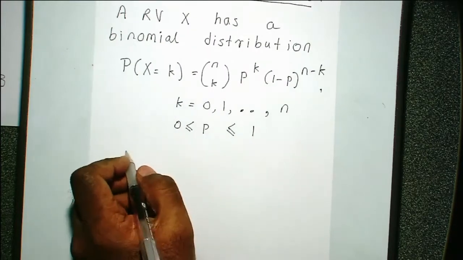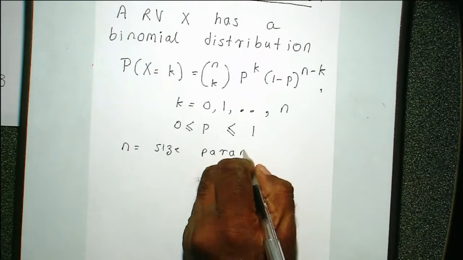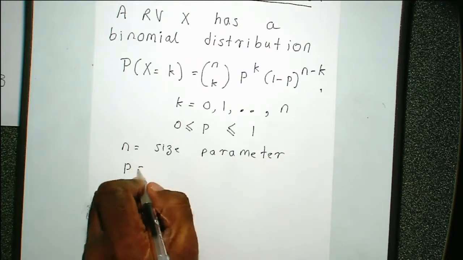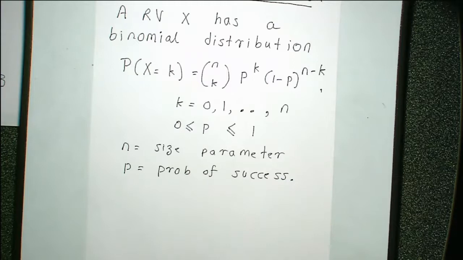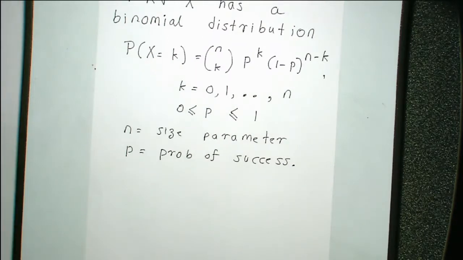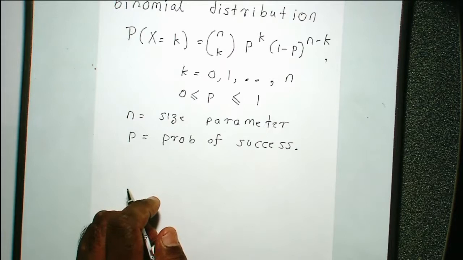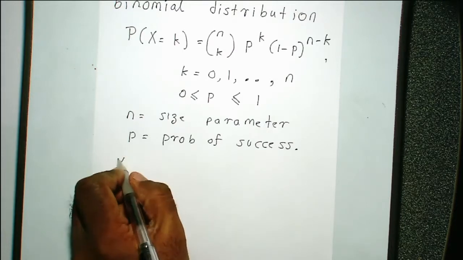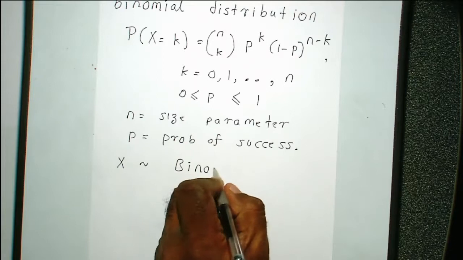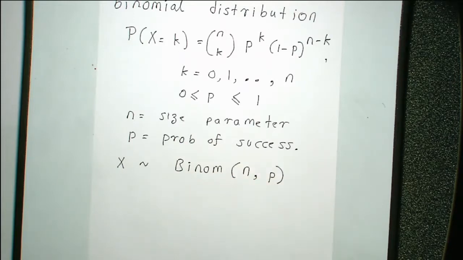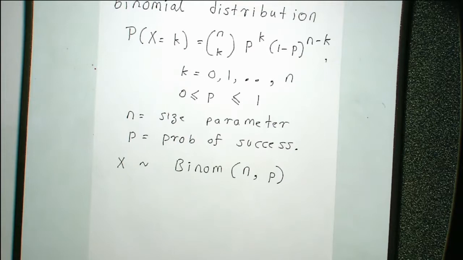All right, so n is known as the size parameter. And P is known as the probability of success. Normally, if a variable has a binomial distribution, we write x, and this is the notation that I will use to denote a variable that has a binomial distribution, right?